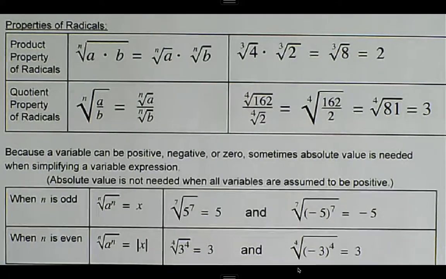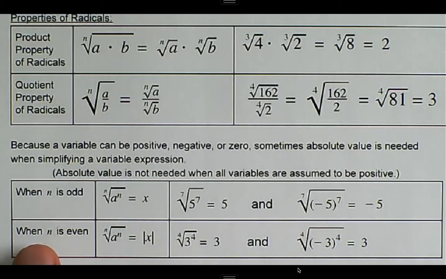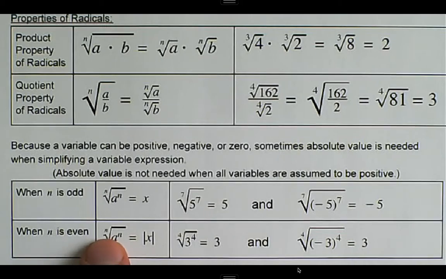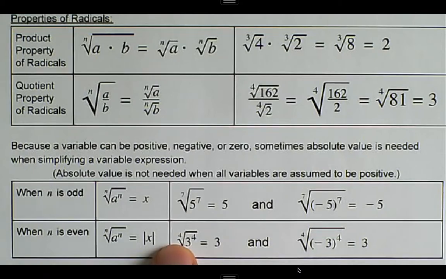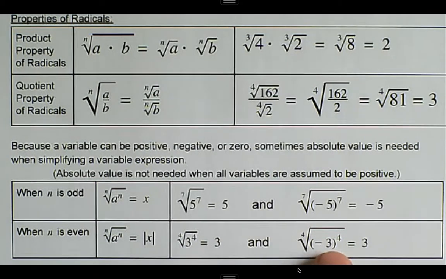What we have to consider is when it's even. We have to use the absolute value. So if it's the nth root of A to the n, where n is an even number, we have to use the plus or minus, or we can use the absolute value. So 3 to the 4th is 81, and then we take the 4th root of 81, that's positive 3. And if we have negative 3 under the radical, negative 3 to the 4th power is 81, and then we take the 4th root of 81, and we get 3.